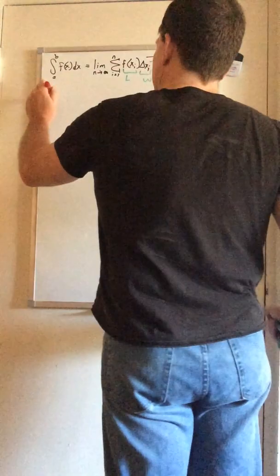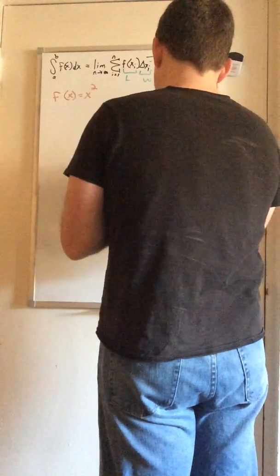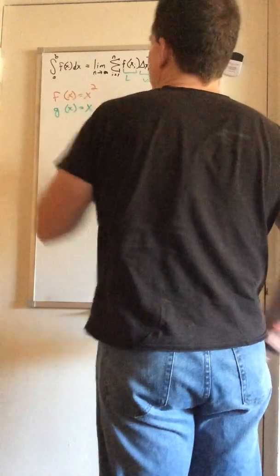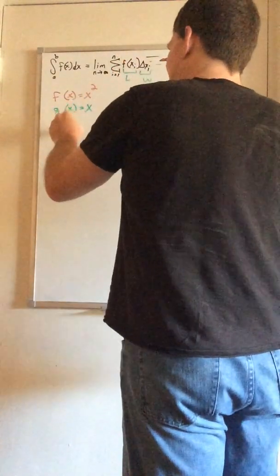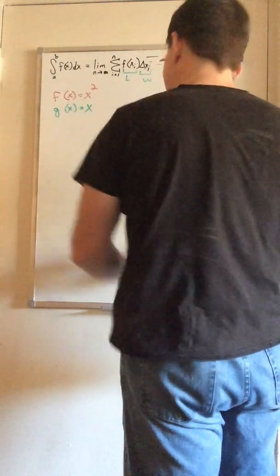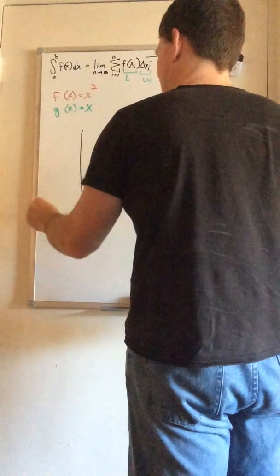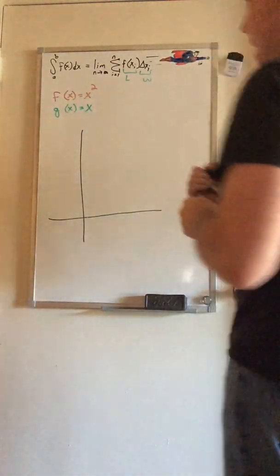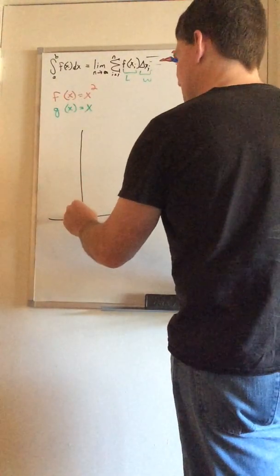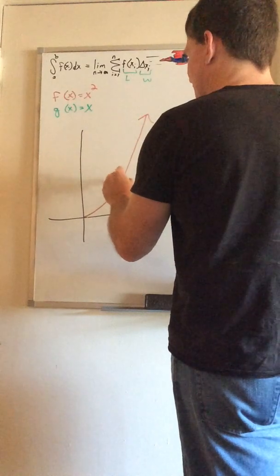So suppose I have this. I'll try to color code this. f of x is x squared, and we'll say g of x is equal to x. I want to graph those. I have to use black for the axes so I can color code the two functions. Now x squared, there's a parabola, and it looks like that. And I'm going to label this the point (1, 1).